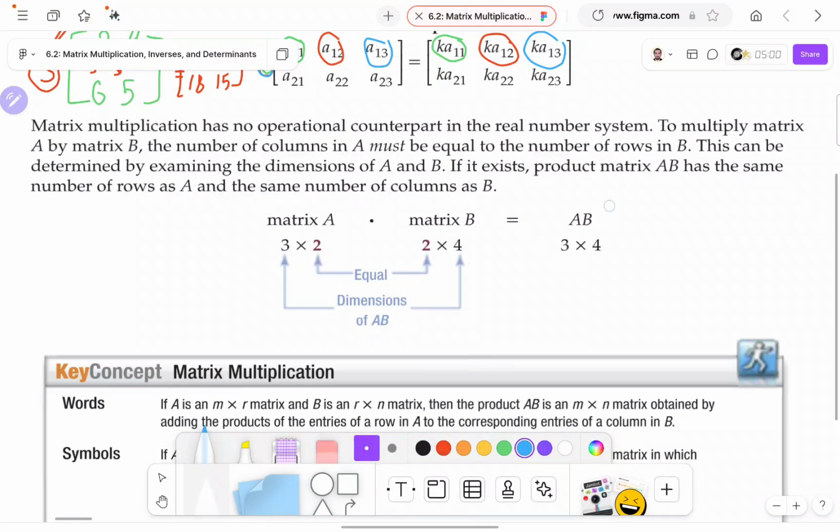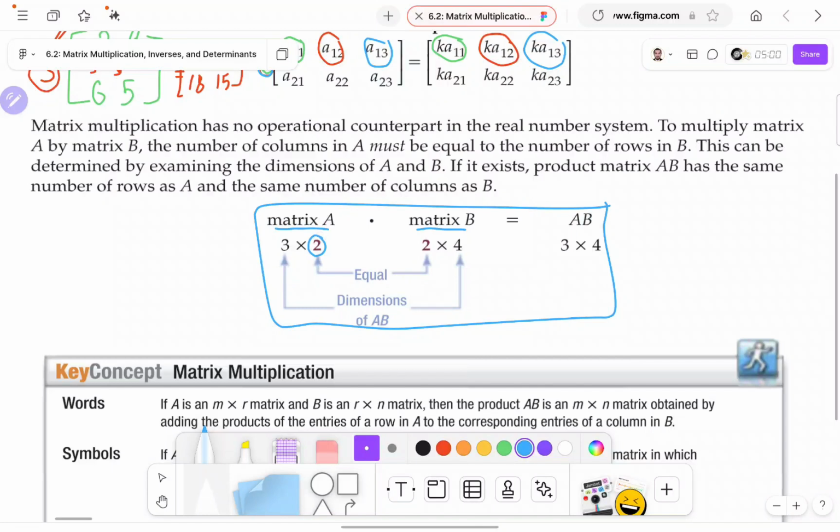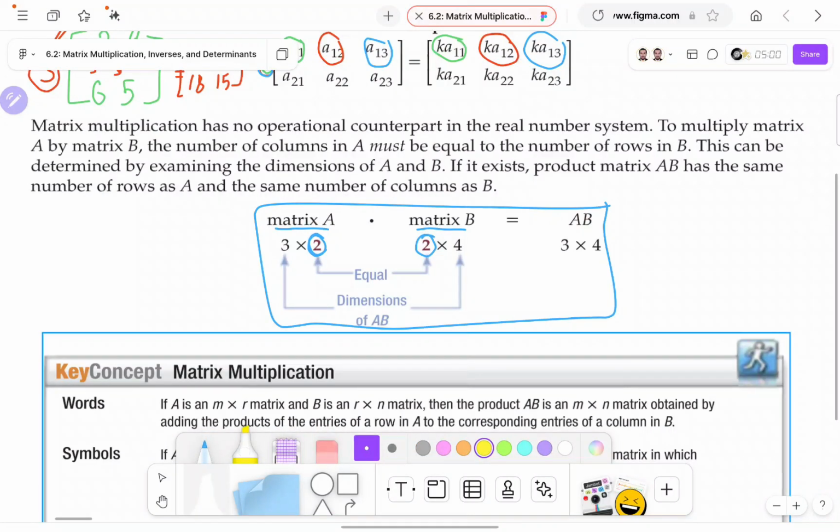First and important step: this is an important rule that you need to write down. Let's say the dimension of matrix A is 3 times 2, and the dimension of matrix B is 2 times 4. The number of columns in matrix A should be equal to the number of rows in matrix B. So this is what we need to remember: the number of columns in A must be equal to the number of rows in B. What does that mean?